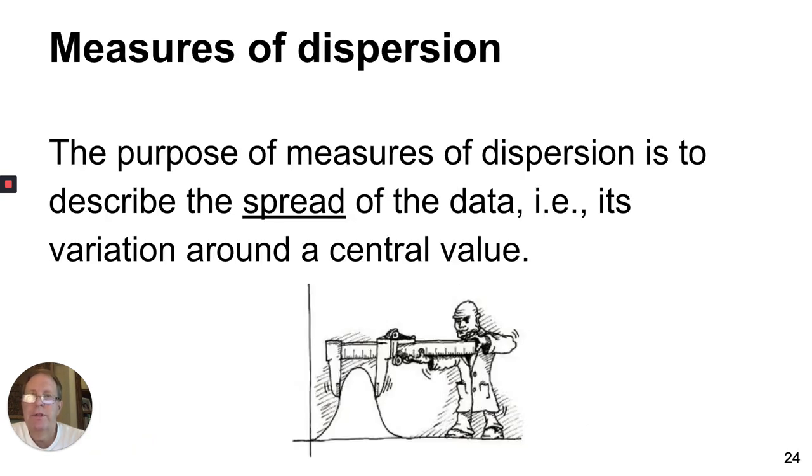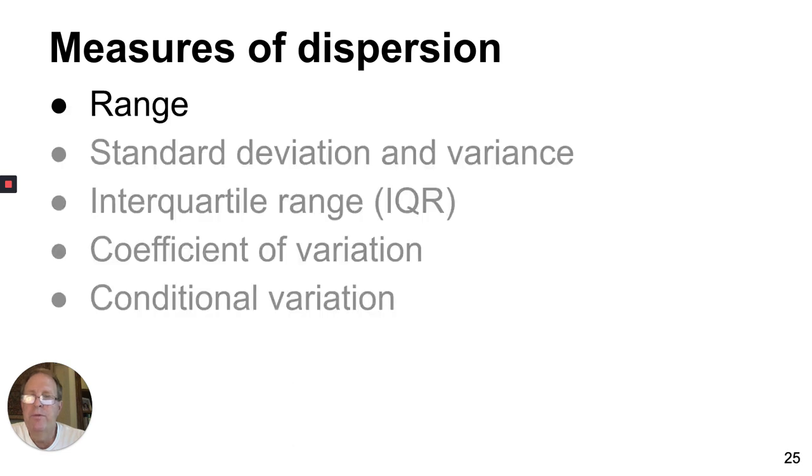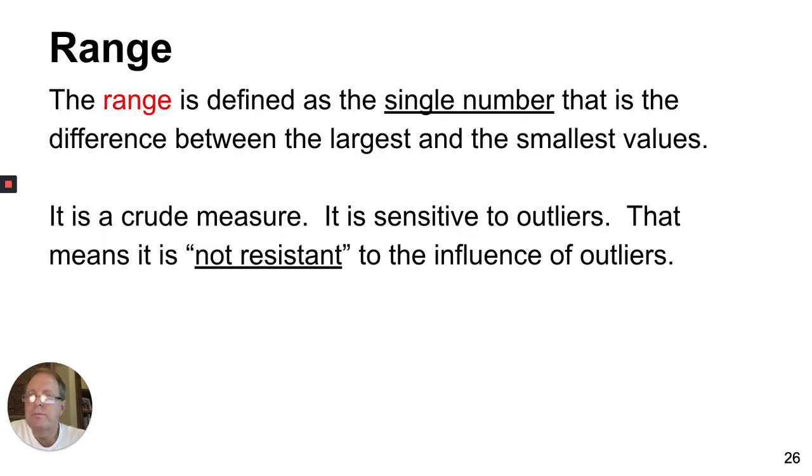Now we're going to talk about measures of dispersion. The purpose of measures of dispersion is to describe the spread of the data, that is, how much it varies around a central value. First one we're going to talk about is the range. The range is defined as a single number, the difference between the largest and the smallest values. It is a crude measure.